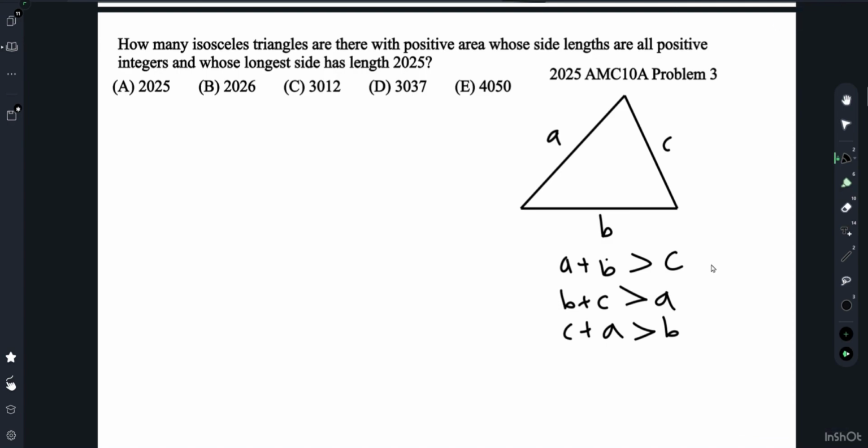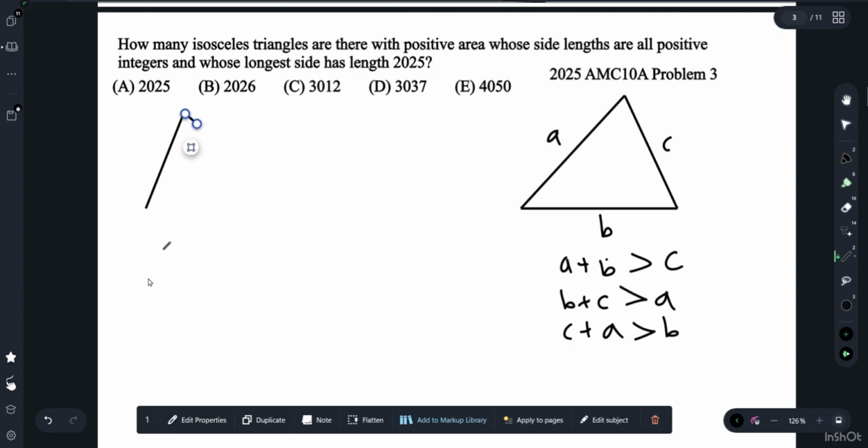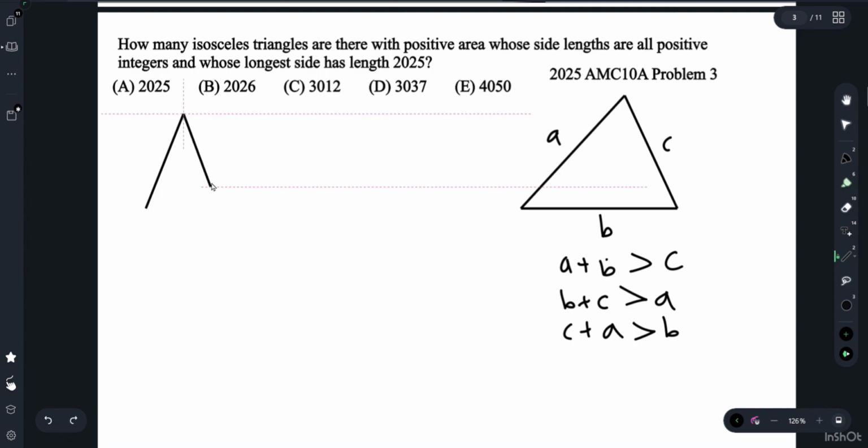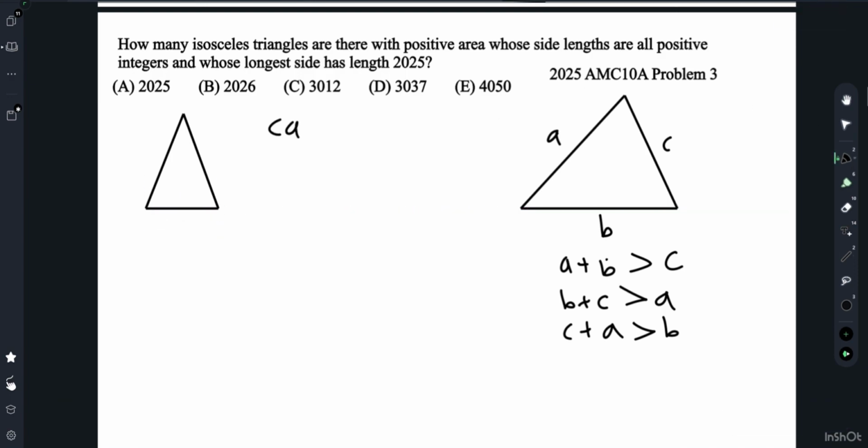Well, this helps us a lot with this question. So let's keep this in mind. So we have an isosceles triangle. That means two of the sides of the triangle must be the same. Well, how does that really help us? We have two cases in this problem. Let's have this be case 1. Case 1 is where these two sides are equal, and this side down here is 2025.